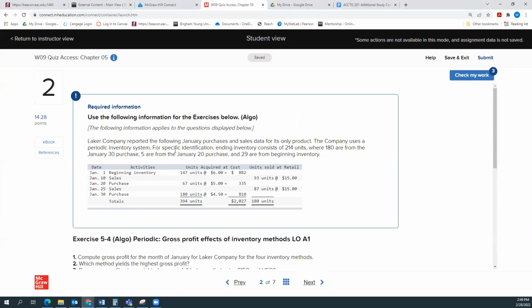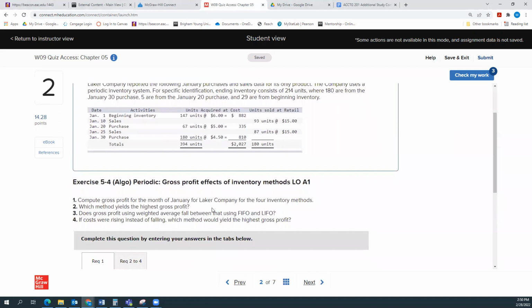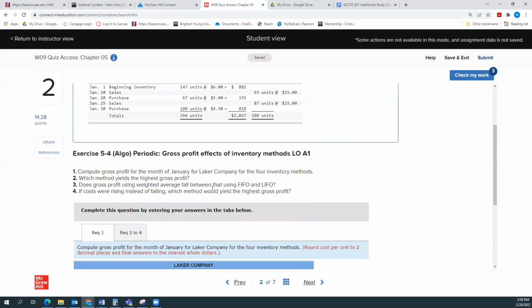Laker Company reports the January purchase and sales data for their product. And then they want us to compute the gross profit for the month using all four of the different inventory methods. So this is kind of an involved problem. And then it wants us to answer which method yields the highest gross profit. And does the gross profit using weighted average fall between the two, et cetera.